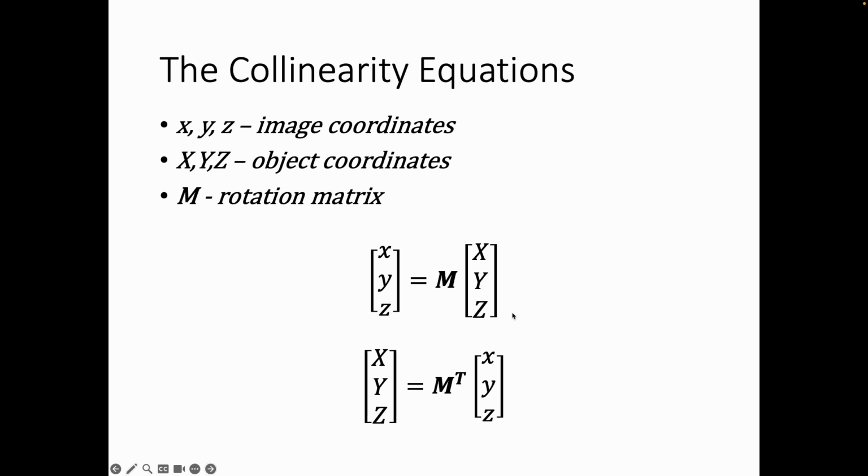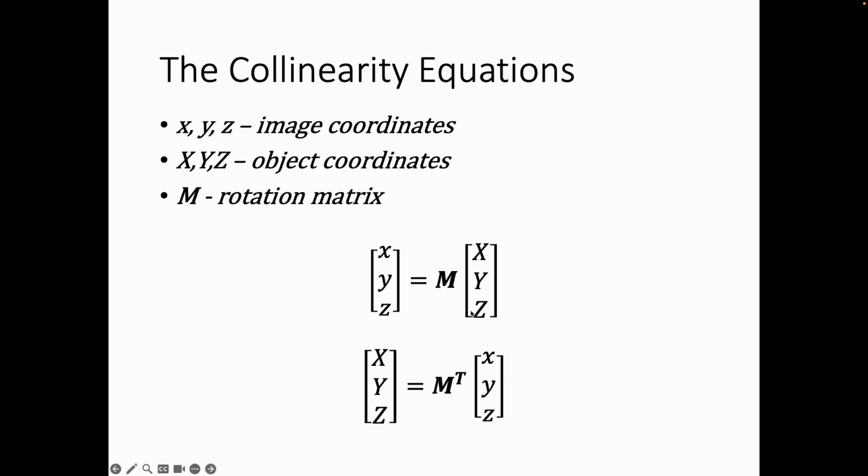It's a matrix of numbers, and we can multiply a matrix by a vector. That gives us another vector. And so we can do this equation on the top. M is what's called an orthogonal matrix, and so we can actually take the transpose of M, and that inverses the relationship. And that allows us to go from image coordinates to ground coordinates.